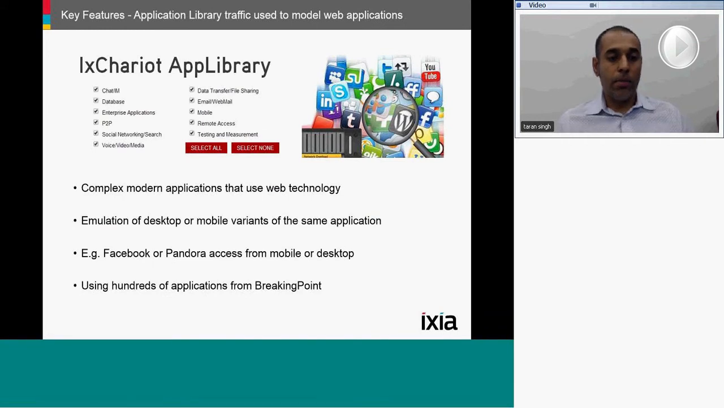The second traffic pattern that we have is called application library. These are used to model web applications such as those that you find on chat sites, social networking, remote access. So these are very complex applications that use modern web technology. We emulate a variety of desktop or mobile variants of the same application. And we have acquired this technology from Breaking Point ATI.